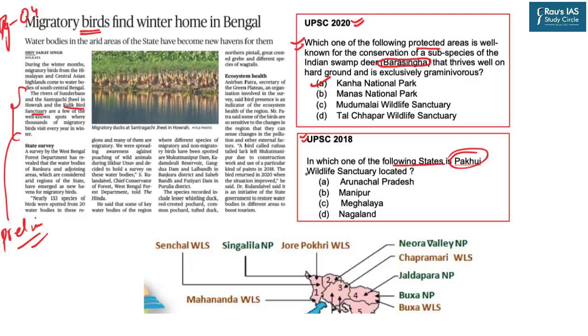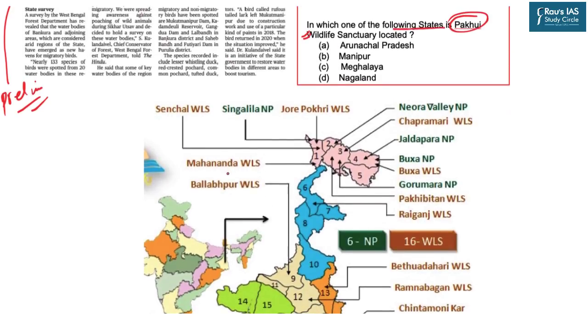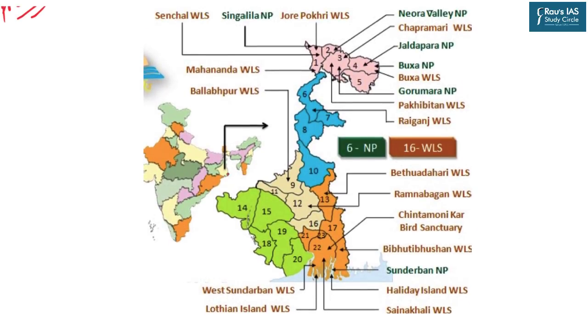Pakhui Wildlife Sanctuary located. So in this very sense, there might be a question also that in which one of the following states is the Kulik Bird Sanctuary, which is mentioned in this news article, located. So this particular sanctuary is located in the state of West Bengal. However, we will not restrict ourselves to the Kulik Bird Sanctuary only. We will study the important national parks and the wildlife sanctuaries of the state of West Bengal.